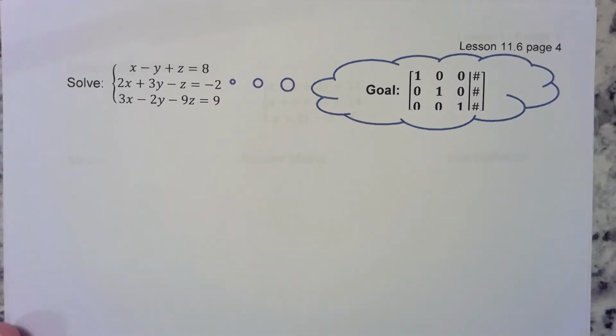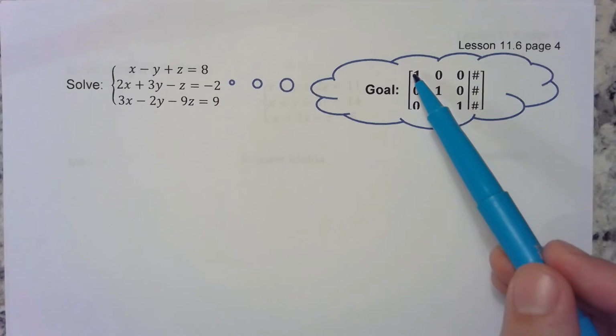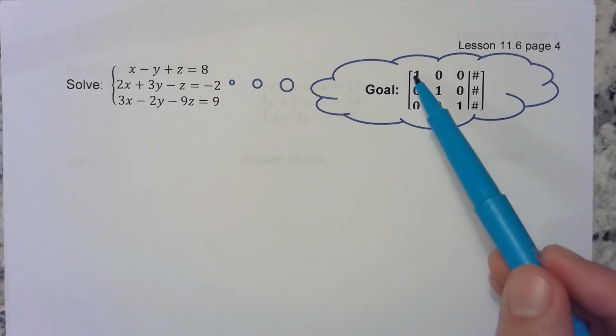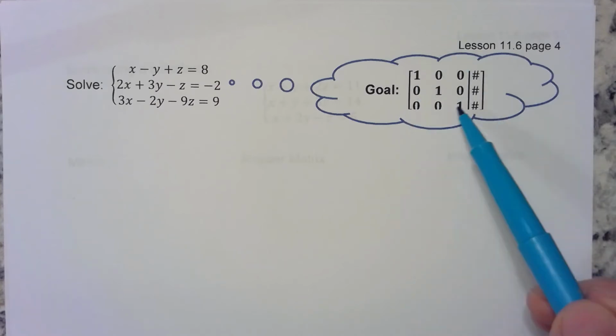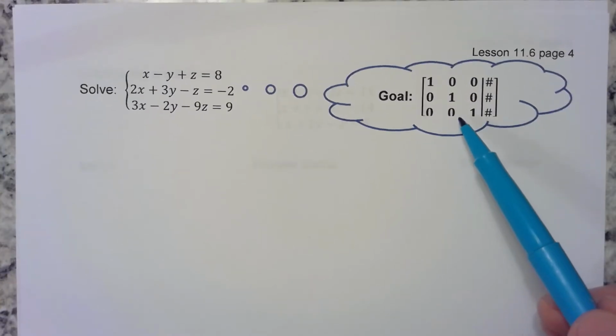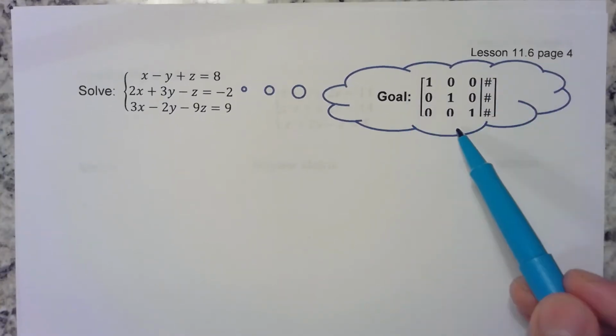So what happens if we have a 3-equation system? Well, our goal is the same. We need ones on the diagonal from upper left to lower right with zeros everywhere else. And yes, this is always the goal.